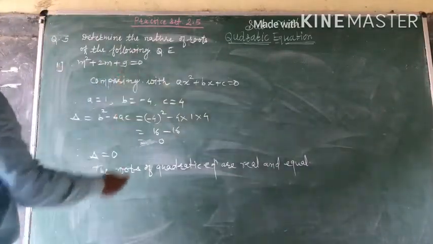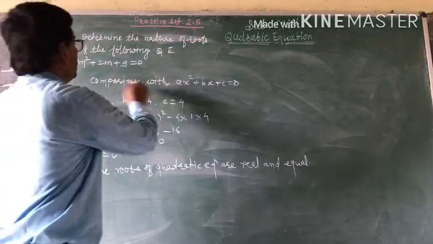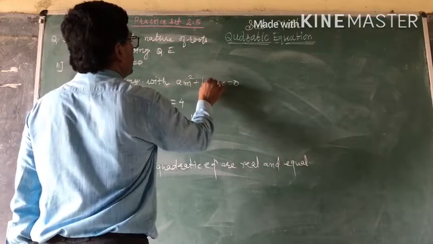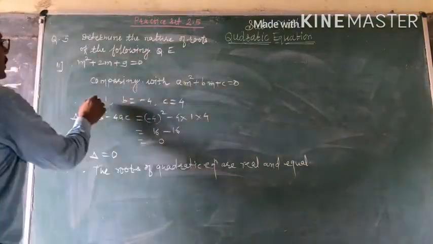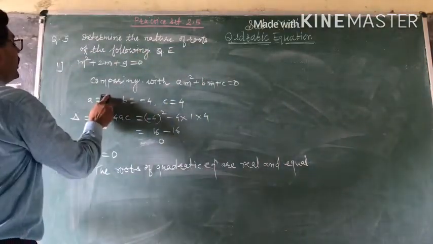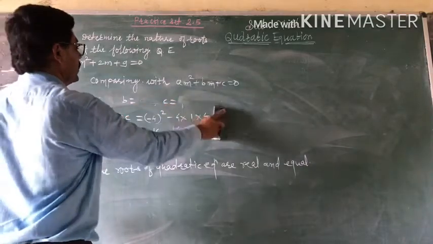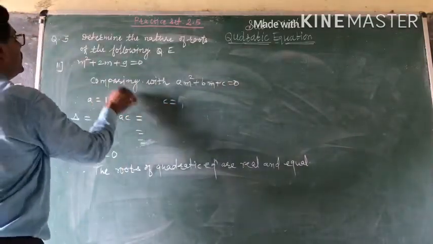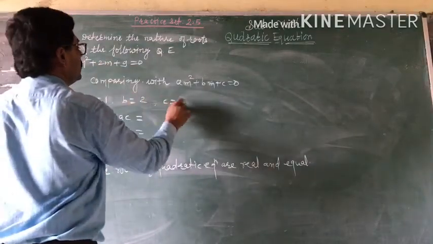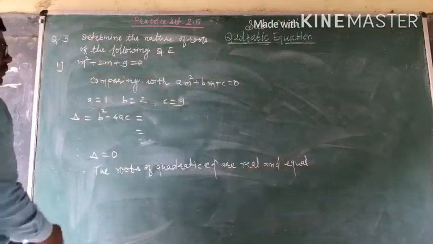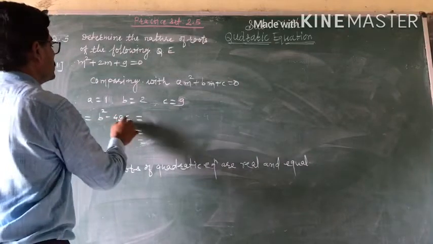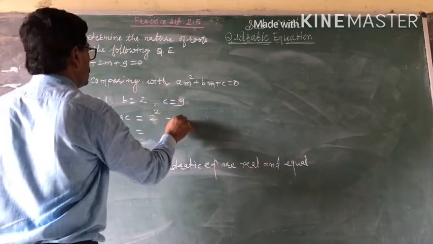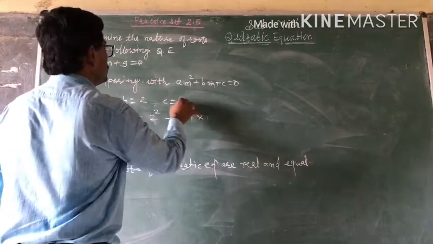The given equation is in variable m, therefore comparing this equation with am square plus bm plus c, what is the value of m? A, b, c: a is equal to 1, b is equal to 2 and c is equal to 9. Then find the value of delta, b square minus 4ac. b is equal to 2, square, minus 4 into a into c is 9.